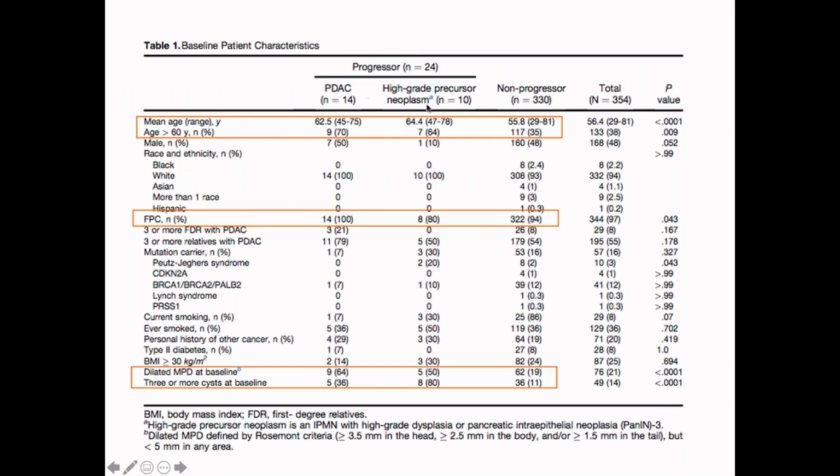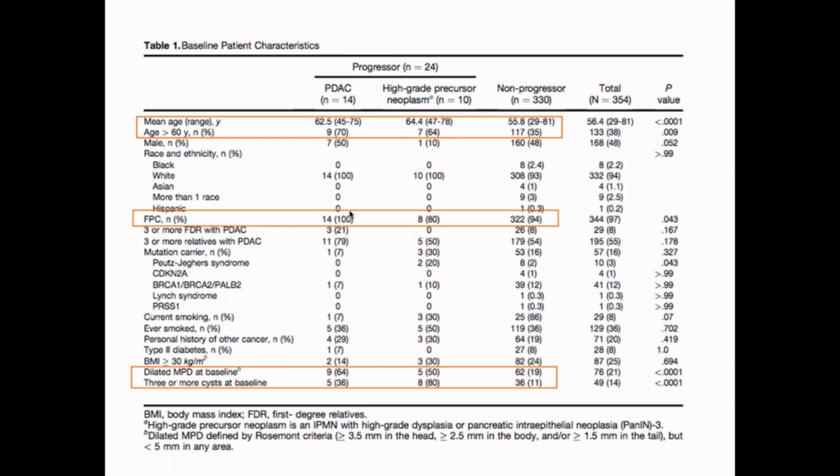There were 24 individuals deemed to be progressors, meaning they were diagnosed with pancreatic adenocarcinoma during the course of the study, or high-grade precursor lesions that warranted surgical intervention, as opposed to those that continued on the surveillance arm without any worrisome features found. Here we could see that the age of the progressors versus the non-progressors was somewhat higher, and this was statistically significant.